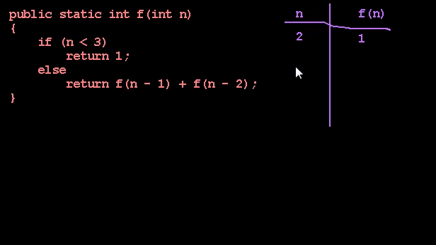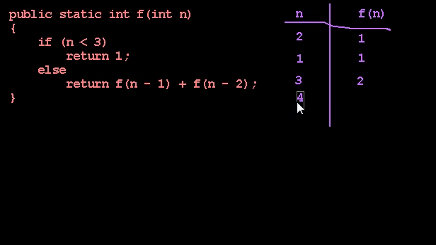Let's do that. F of 1. Well, let's see, 1 is less than 3, so it must be 1. Okay, now we're ready to try 3. F of 3, that's going to be f of 2 plus f of 1. That's f of 2, which is 1, plus f of 1, which is 1. So this is 1 plus 1, or 2.